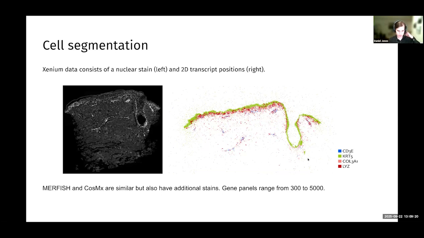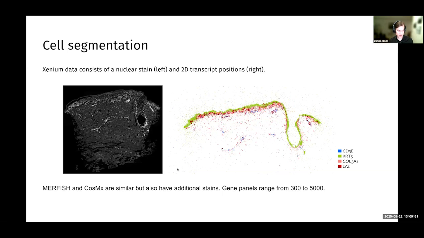Just plotting the XY positions of these genes gives you some picture of the dynamics of transcription throughout the sample. You can see this KRT5, this keratin gene, is expressed in the epidermis here. Lysozyme is expressed right under the epidermis because there's a lot of macrophages recruited there. You can see CD3 where there are T cells. Collagen here, there are mostly these fibroblasts in the dermis. So you can pick things apart that way.